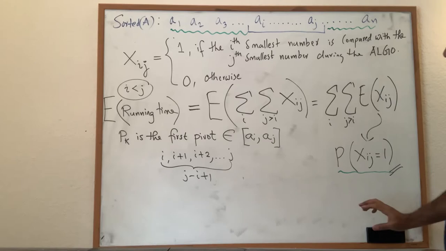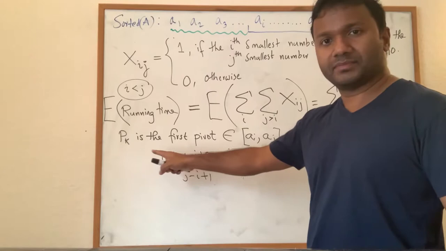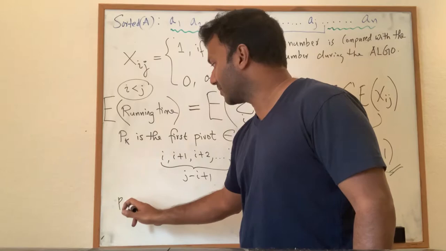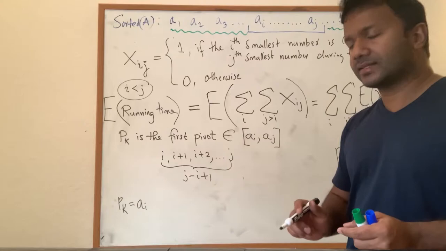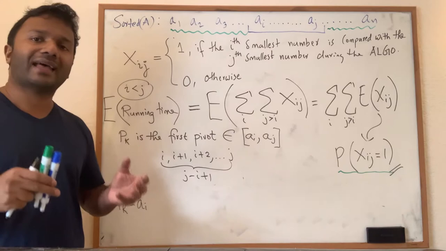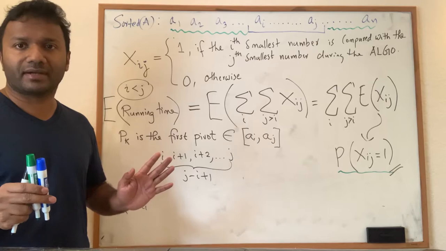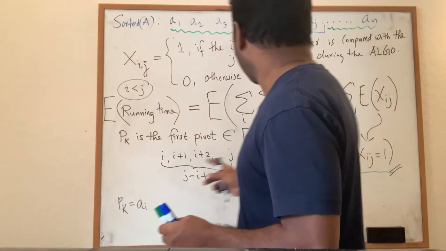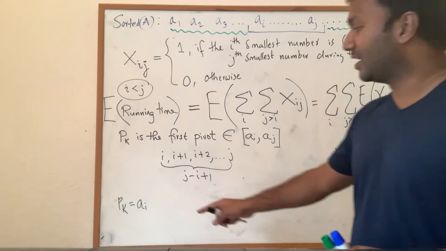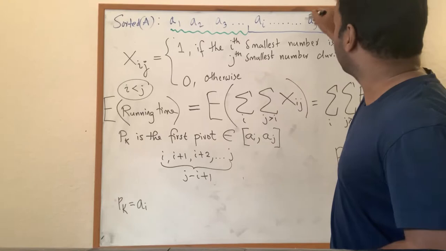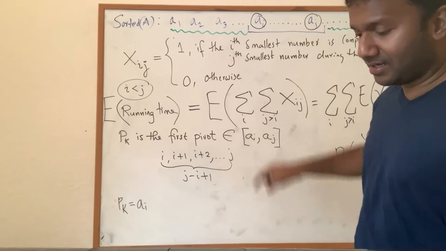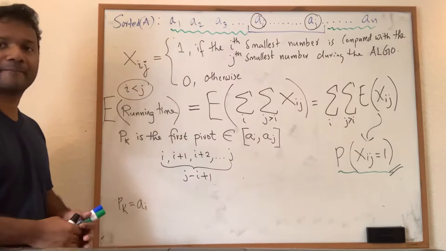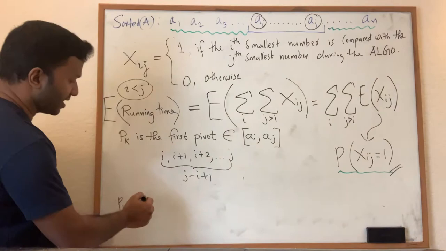And this Pk can be anything between them. So what if Pk is the same as Ai? If Pk is the same as Ai, which means the pivot I have chosen is Ai, in that case the ith element and jth element will get compared, maybe for the first time. So if Pk is equal to Ai, then Xij will be 1. Similarly, if Pk is Aj, that is, the pivot is the last number, then again the ith smallest and the jth smallest will get compared. So if Pk is equal to Ai or Aj, then Ai and Aj will get compared.